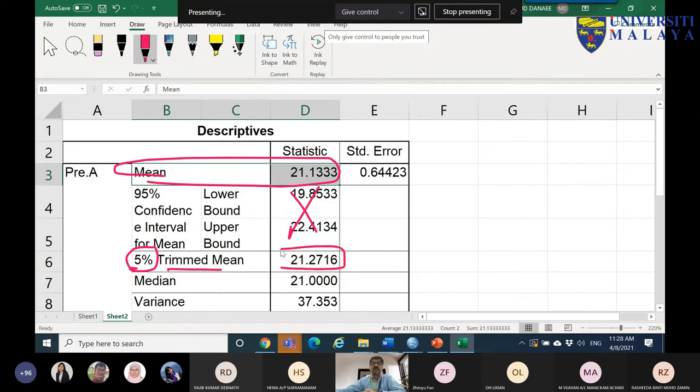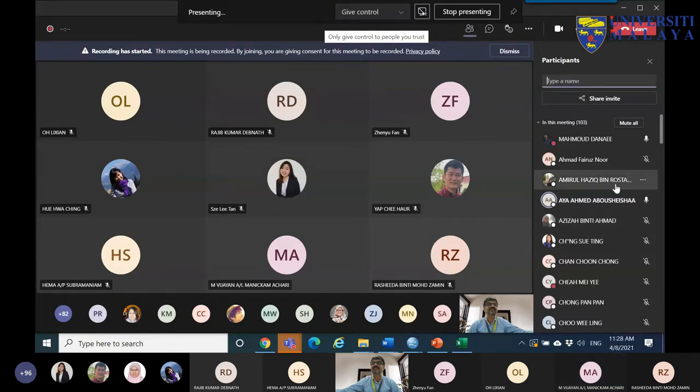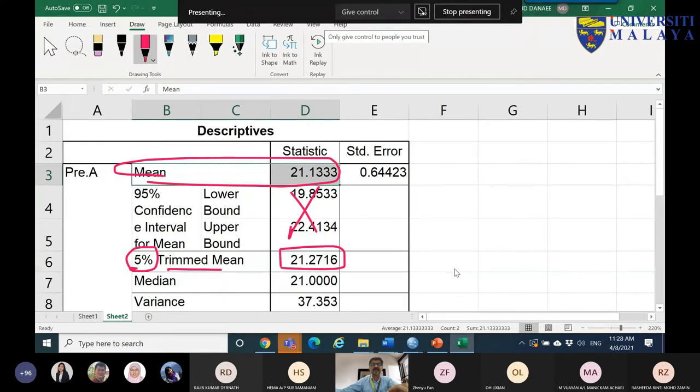Does anybody know what a 5% trimmed mean is? Anybody know that? 103 people are here and no one knows about it. Okay, never mind. It has to do with eliminating 5% of the data, like 2.5%. Yes, correct.